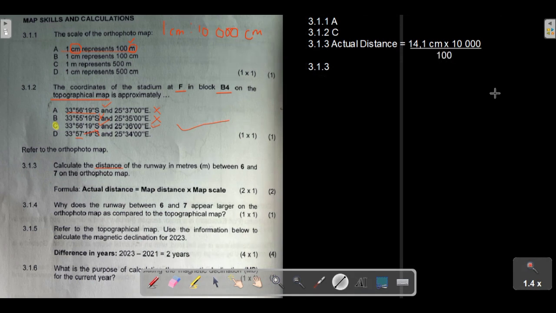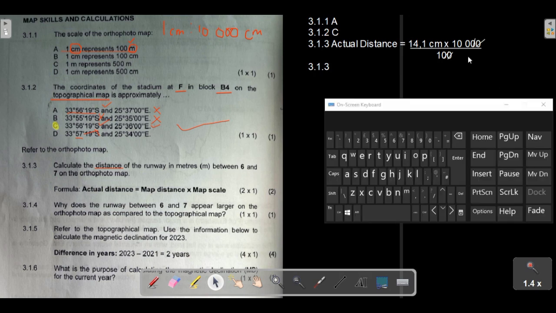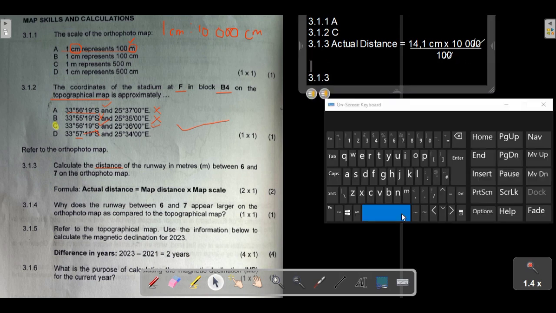Of course, the zeros cancel, 2 of these cancel with that. So now we are left with 14.1 centimeters multiplied by 100. That's what we have there. 14.1 multiplied by 100, and on your calculator, what do you get?